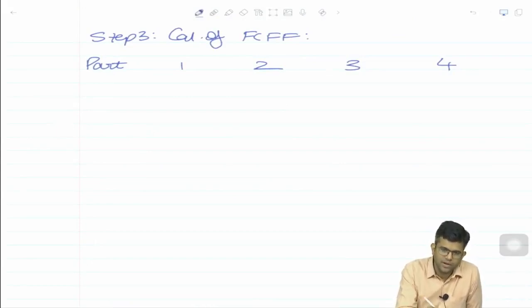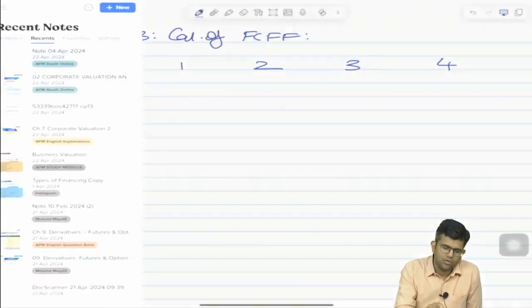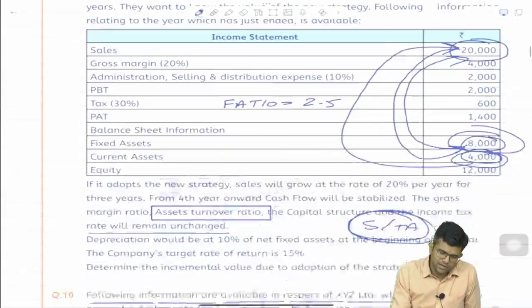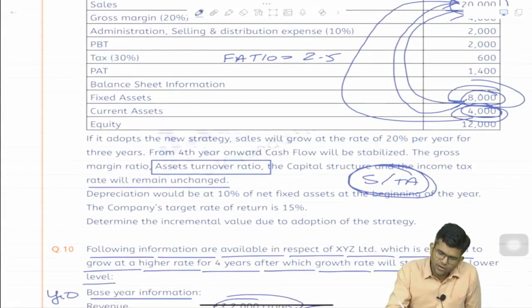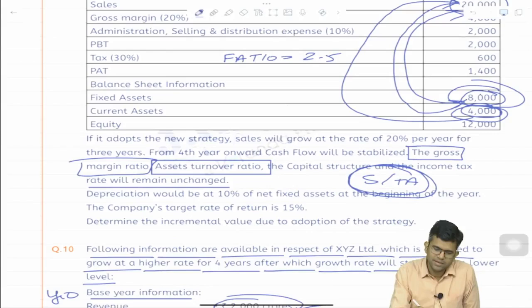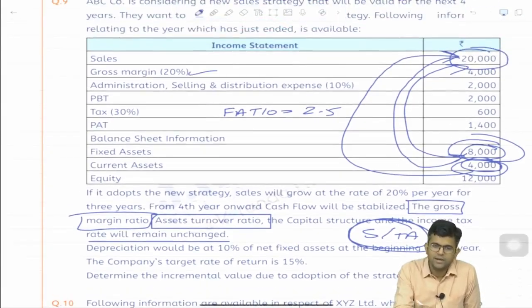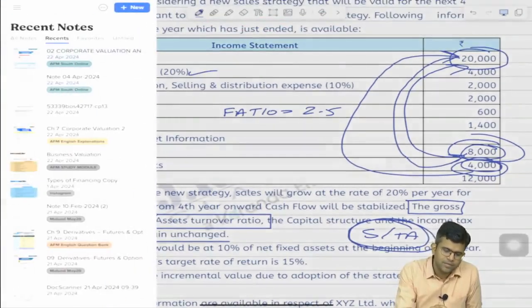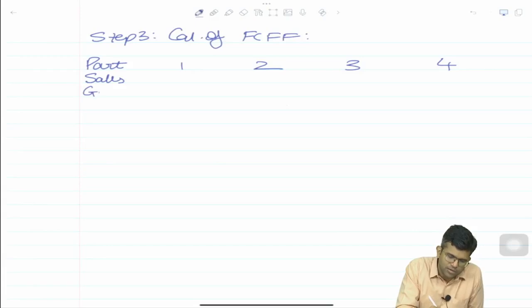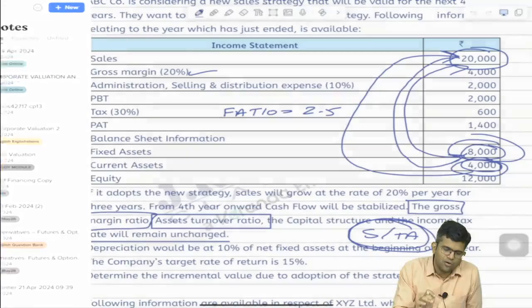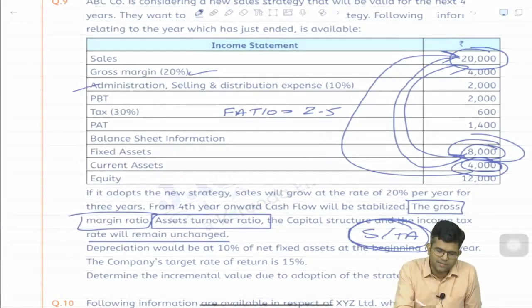Now listen, how you have to tackle this. Again, now you have to try this. Look at the screen. Sales is there. Now, what are these people saying? These people are saying that gross margin ratio will remain same. That means can I say gross profit will continue to remain 20% of sales? I hope you are listening. So you will write here GP 20% of sales. Now after GP comes admin expense.